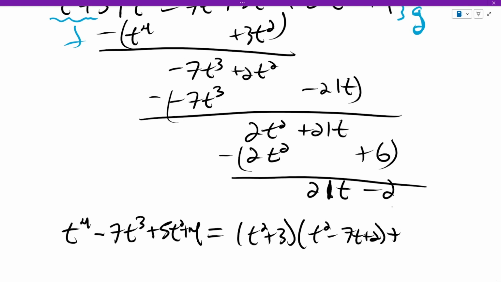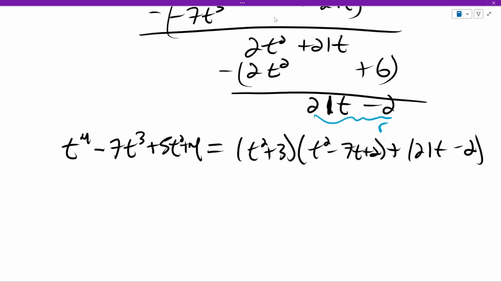And then plus r, this is our remainder. What's left is the remainder. So that's 21t minus 2. And provided I did my arithmetic right, which I think I did because it agrees with the book, this is how you would apply the division algorithm.